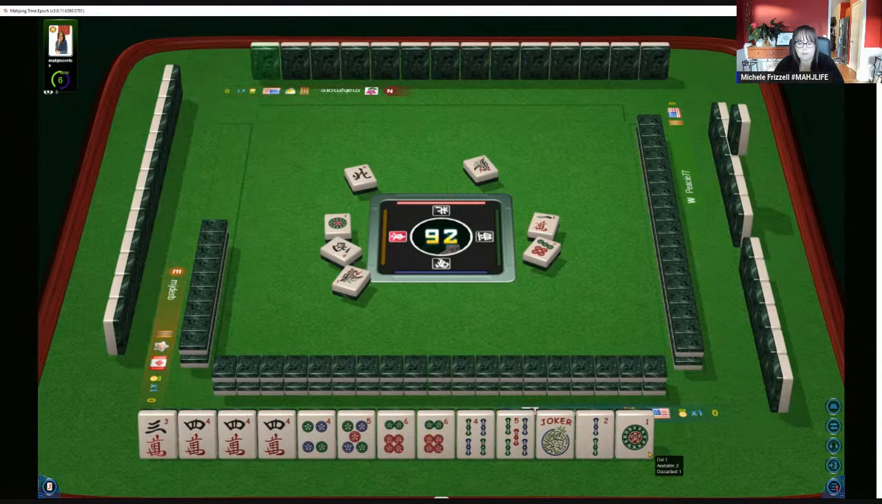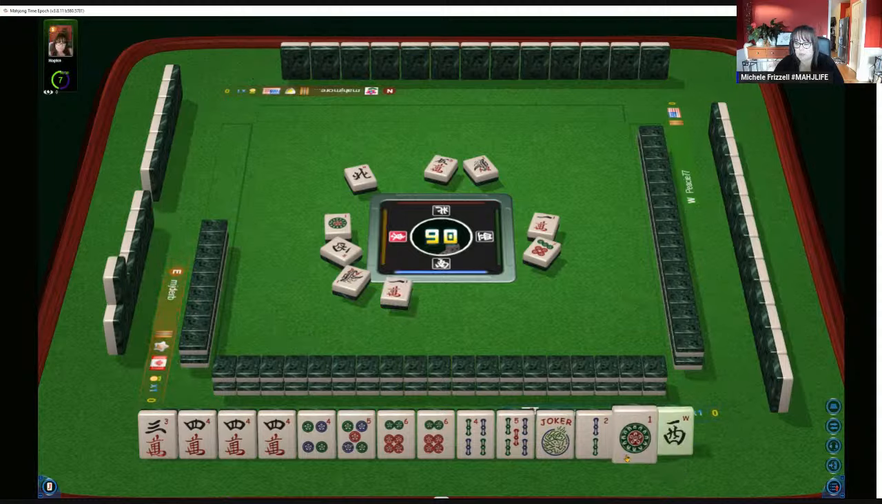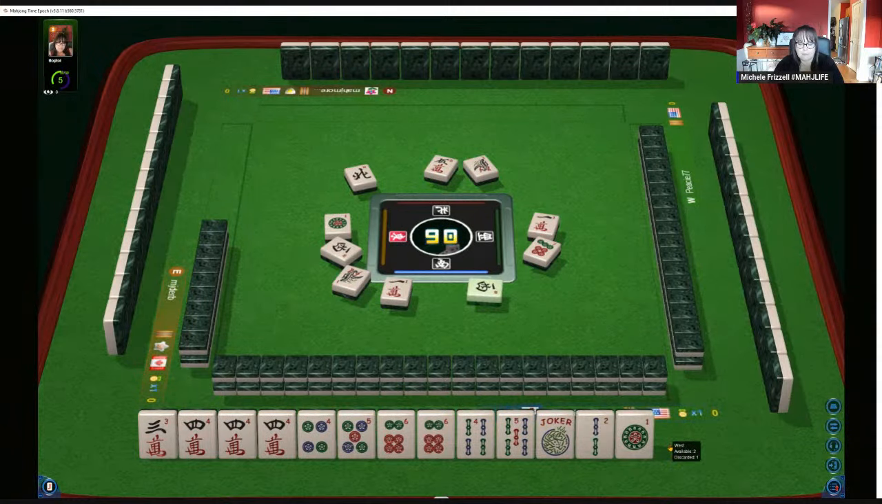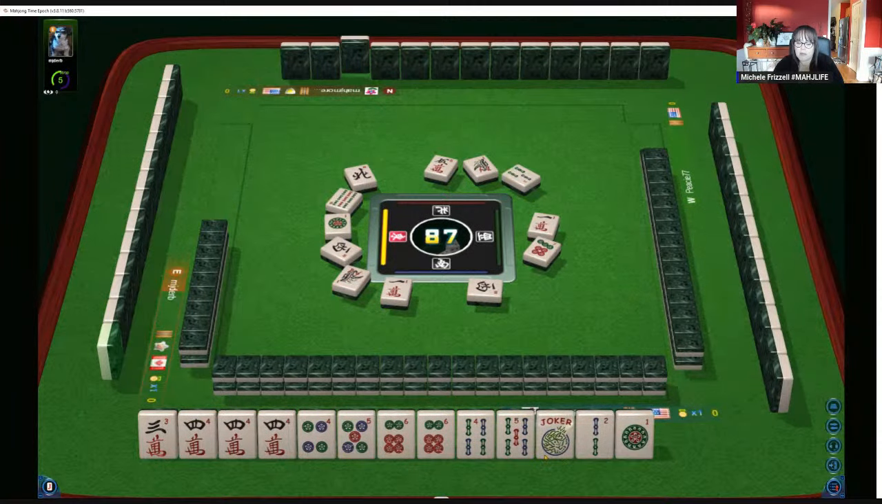7 dots, 5 characters. All right. Well, they didn't want our pass. That's good. West. We can Kong the 4 crack and Green the 6 bamboos. Dot, or we could maybe Pung the 9 3 or 5. So we've got a lot of work to do here.